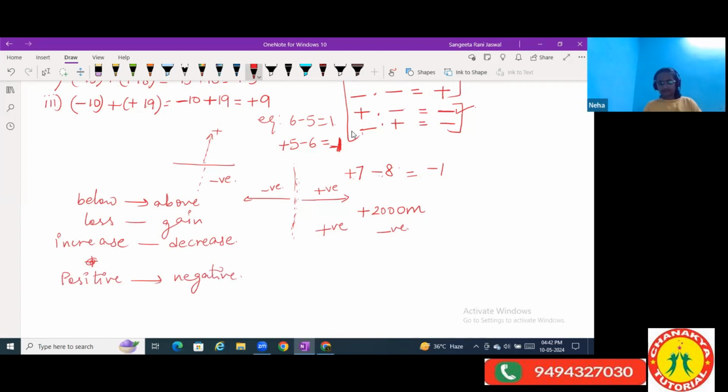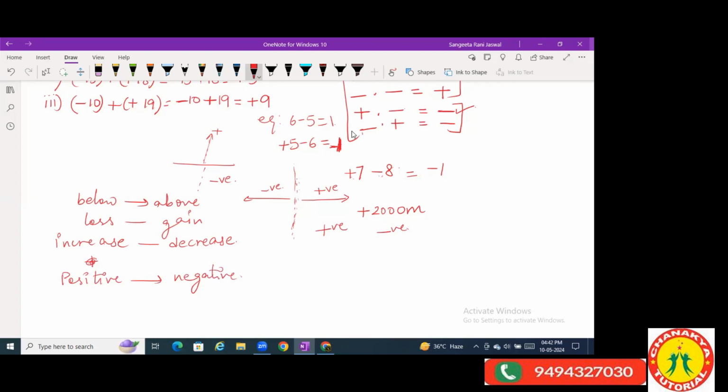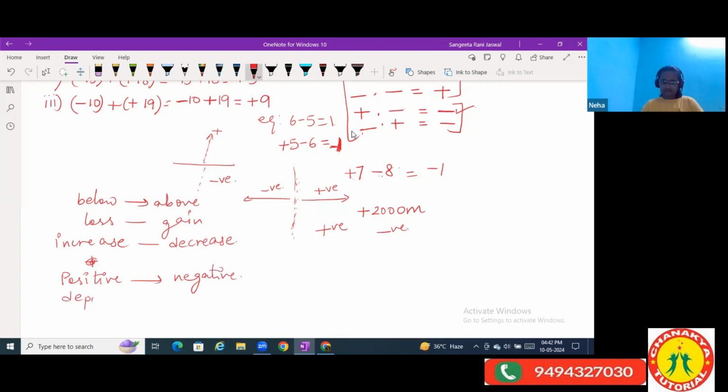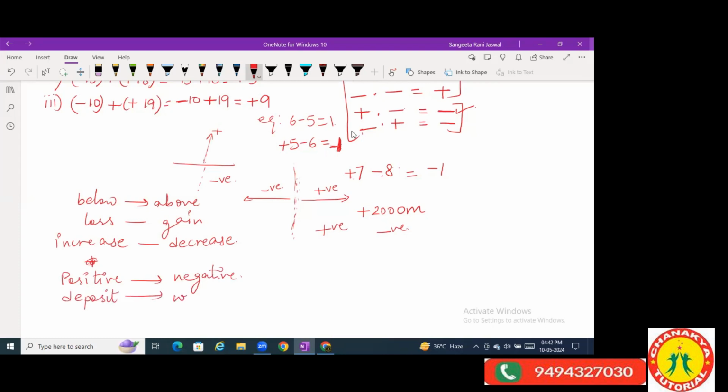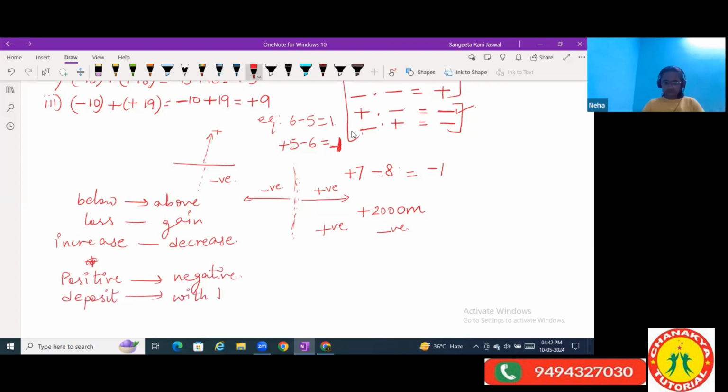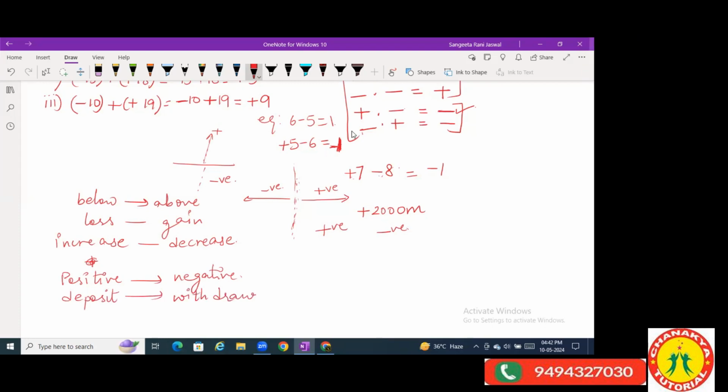Okay. What else can you say? Deposit. We deposit some money in the bank and we withdraw some money out of the bank. So that is also an opposite pair. Are you understanding?